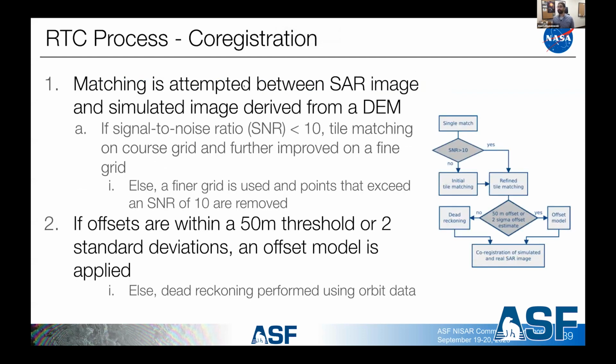All right, so co-registration. So we begin by co-registering the SAR image with the simulated image derived from the DEM, and so both of those images are tiled, and this is the flow chart of how this works. So initially a single match is attempted between those tiles, and if the signal to noise ratio is lower than the threshold of 10, then gamma starts doing the initial tile matching on a coarse grid.